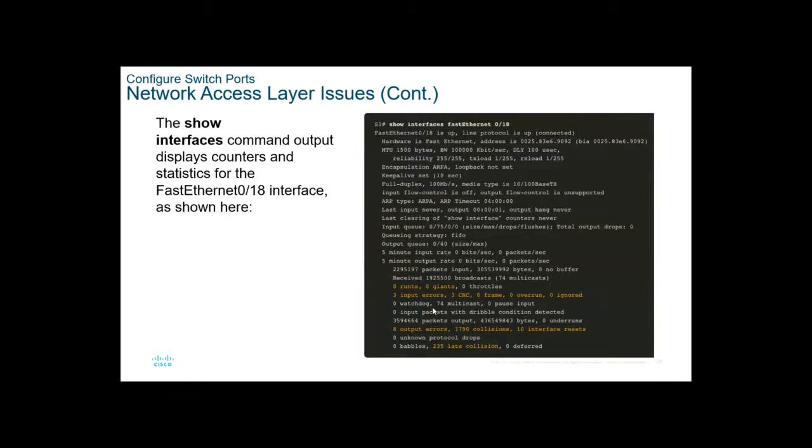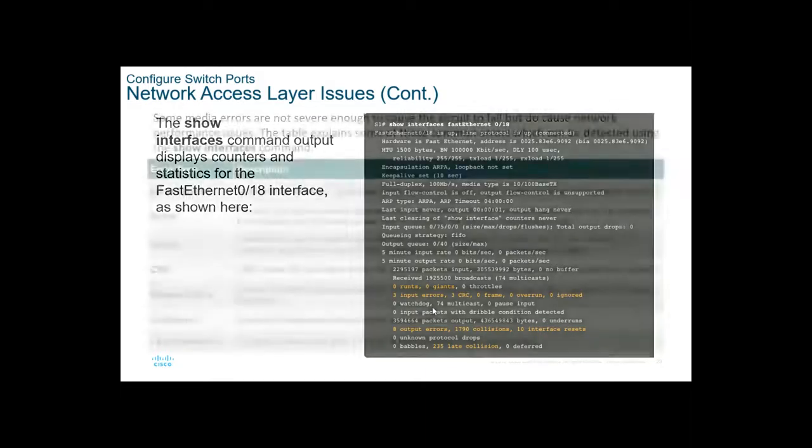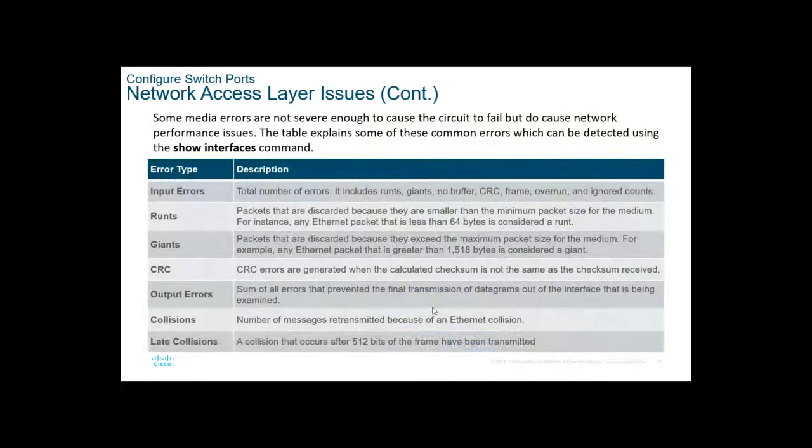Show interfaces will show us, here's the one that shows all the statistics. Those parts that are in orange at the bottom: 0 errors, a few errors, single digit, double digit errors, that's nothing to worry about. When you see thousands or millions of errors, you've got some type of wiring fault, or you've got some sort of mismatch error that's causing those errors. So some errors are not that severe, but they can cause the network to not perform as well as it could.